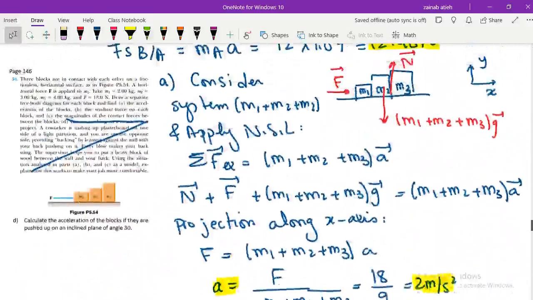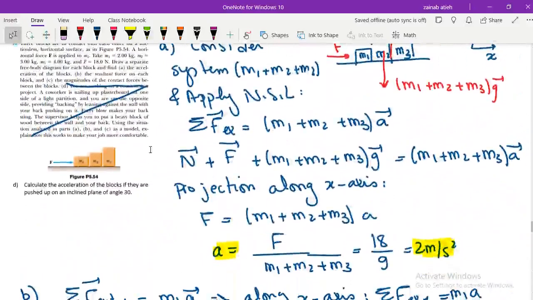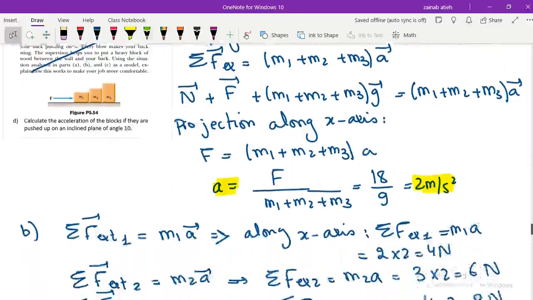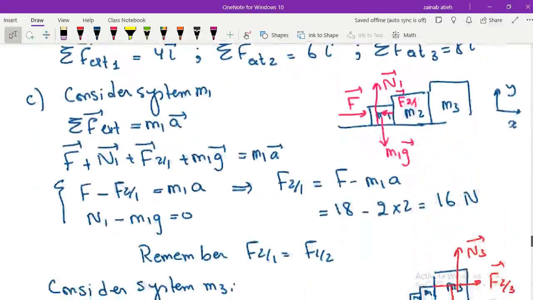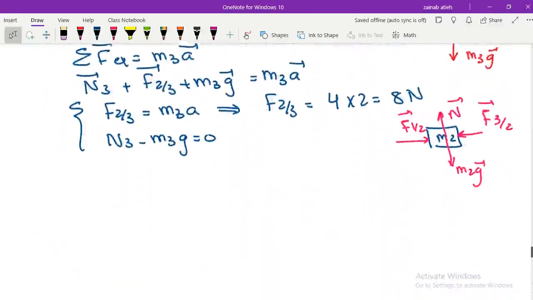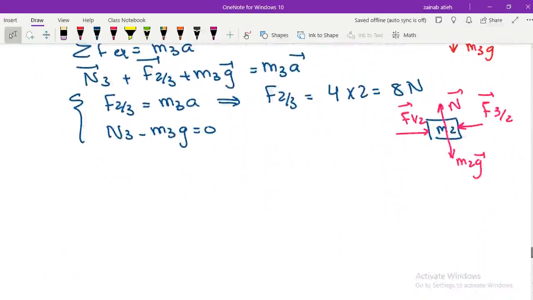Now part D. Part D is an extra exercise from me instead of the one that is given. It says calculate the acceleration of the blocks if they are pushed up an inclined plane of angle, let's make it 10 degrees and not 30. I've printed it as 30, but it's 10. So let us do the same: find the acceleration if the motion is on an inclined plane of angle alpha.